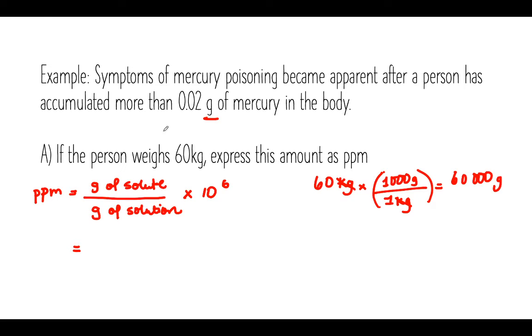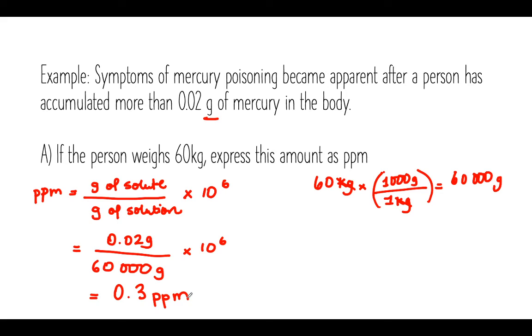So let's plug those numbers in: 0.02 grams divided by 60,000 grams, times 10 to the power of 6. You can already tell 0.02 is a very, very small number and 60,000 is a very, very large number. So if we weren't using ppm, you'd get a very, very small number. That's why we use this 10 to the power of 6, to make it into a number that we can use. So 0.02 divided by 60,000 times 10 to the power of 6 gives me 0.3 ppm.